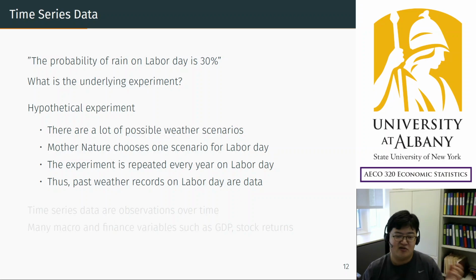Or you can think of it this way: the randomization happens based on the weather situation, like when temperature and wind are similar. Then still the outcome can be different. So you find similar weather situations from the past and see what happened after the weather situation. That's another way of understanding the repetition of this experiment.